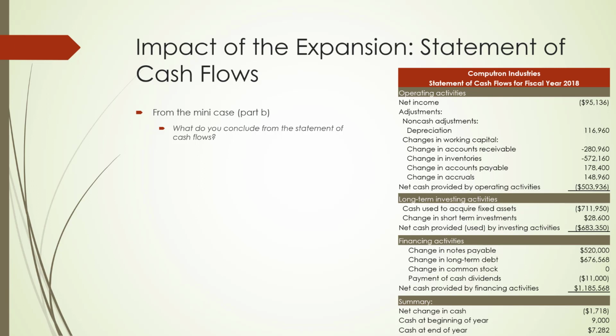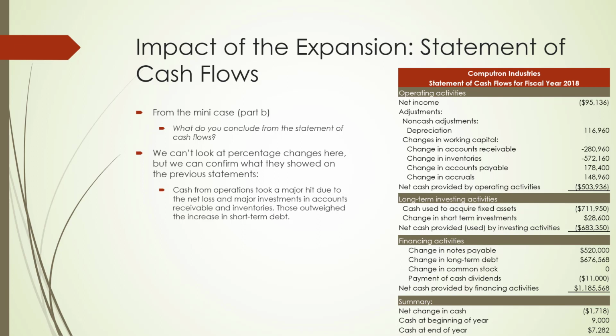We can also see, if we look at investing activities, that the firm spent $711,950 on fixed assets, and they reduced their short-term investments by $28,600. We already know that they didn't issue any common stock, and we can see that in the financing activities, and also the fact that they paid for this expansion by issuing debt, notes payable and long-term debt.